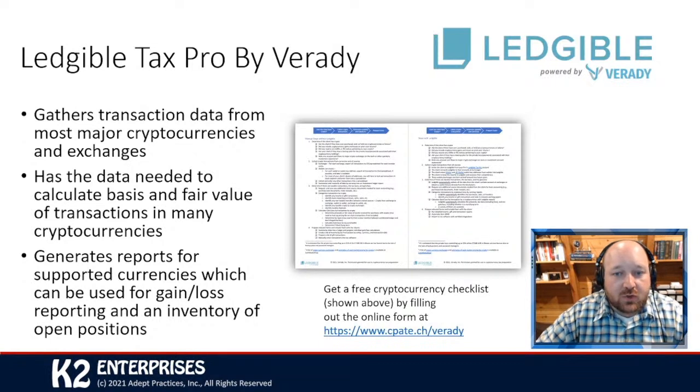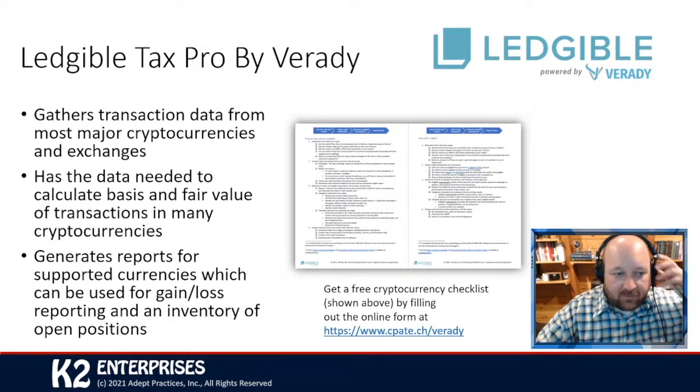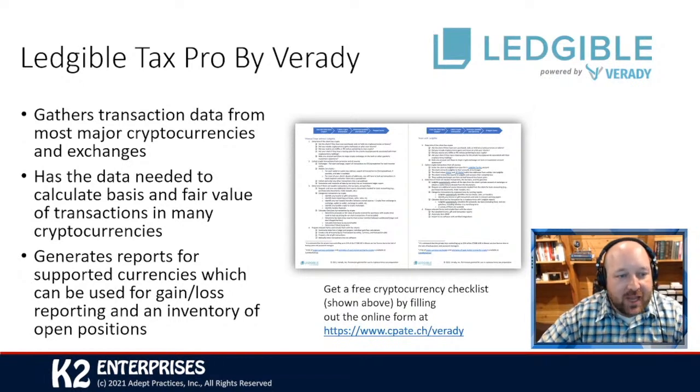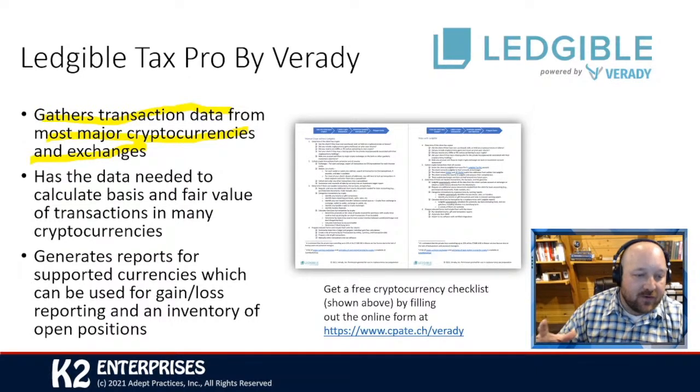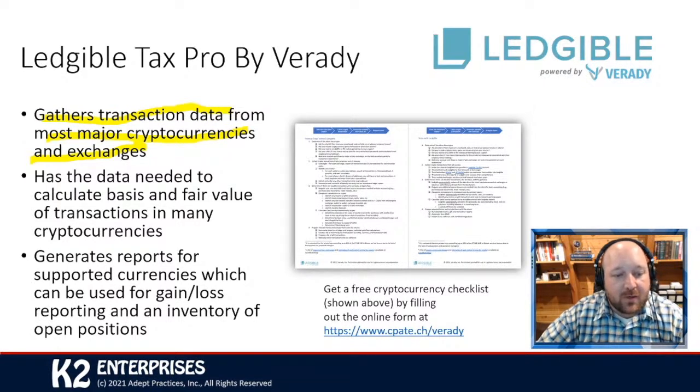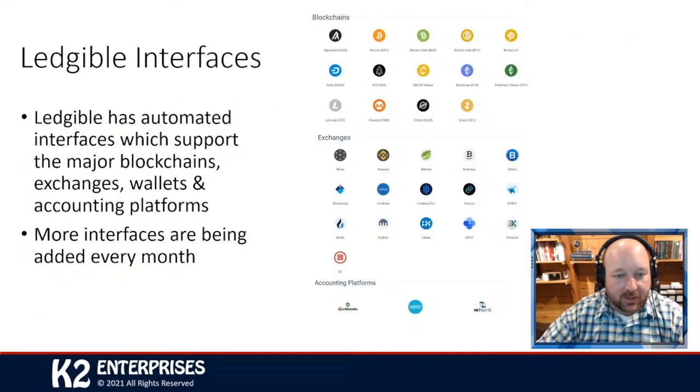A really kind of cool solution for those of you who are doing public accounting that have clients in this is going to be the product Ledgible by the company Verady. Now, what this does is it gathers a lot of the transactional data from the major exchanges and the major cryptocurrencies, and it calculates your taxable position automatically for you. And it pulls in the data, it calculates fair value, calculates historical cost, and then it can generate the reports that can be used for calculating gain or loss, either for financial reporting or for tax reporting.